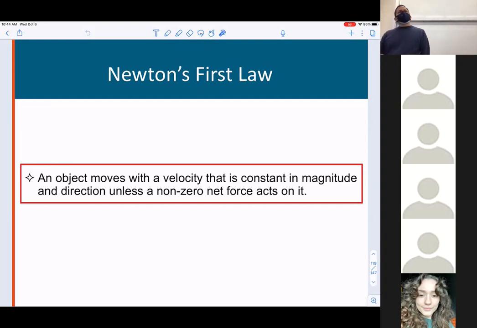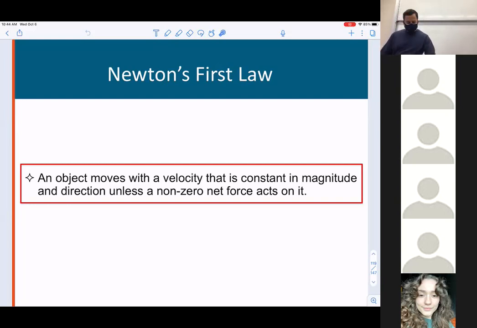How many of you think that this law is obvious? Is it intuitive to you guys? Does that make sense? It's intuitive to us today, I think. But back in the day, it was actually very, very non-intuitive.